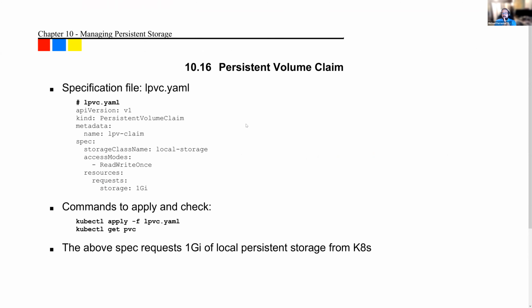So let's start with the claim. The first is the ask. You've got to ask first, right? If you don't ask for what you want, you don't get it. They might still say no. So here's the persistent volume claim.